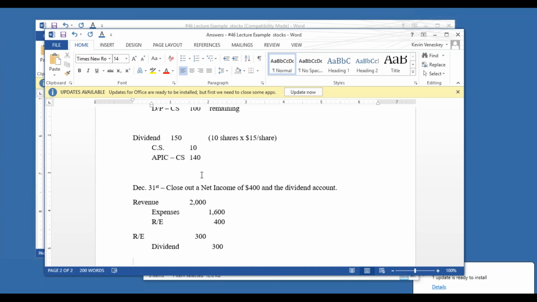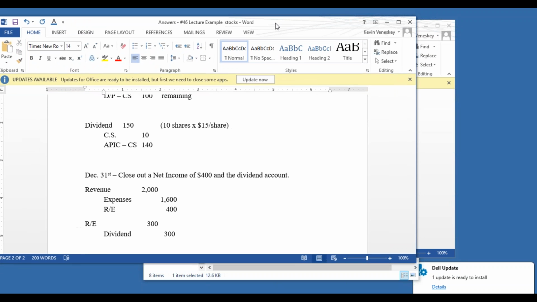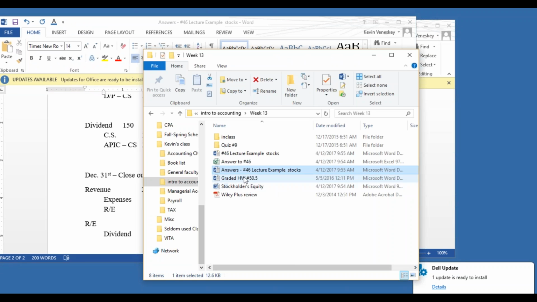Now we're ready for the last piece, and that's actually putting everything into the balance sheet, into the stockholders equity section. So let's do that at this point, kind of look at how that is laid out. Now you should have T accounts for all of these set up.